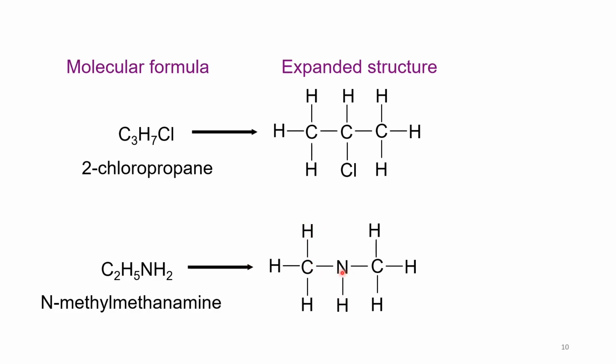Okay, and then this nitrogen is attached to 1 hydrogen atom, and the second carbon is attached to 3 hydrogen atoms. Okay, so this is the expanded structure for N-methyl-methanamine, in which we need to show all the covalent bonds between carbon and hydrogen, carbon and nitrogen, and also carbon and hydrogen. Alright, so this is the expanded structure.